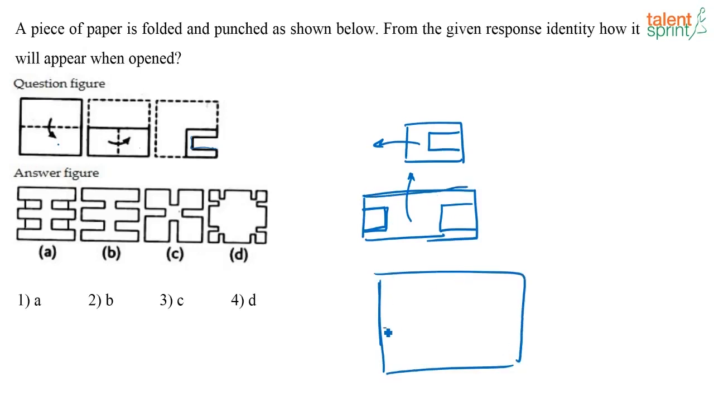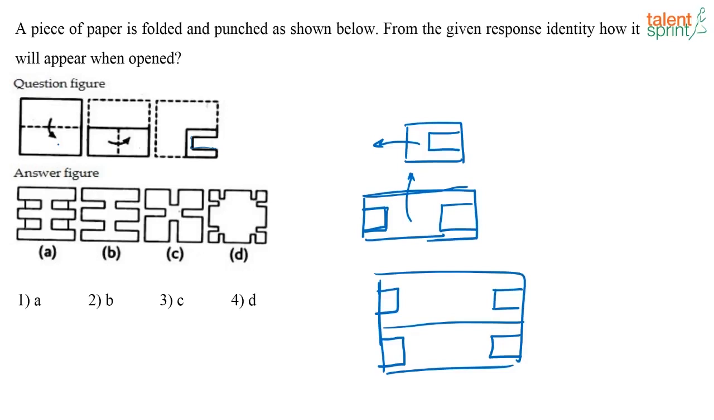This line is here. So when I open it upwards, if there is a cut here, there should be a cut here also. Similarly, if there is a cut here, there has to be a cut here also. So this is how your image will appear after you finish opening it completely, correct? So which answer will it be?